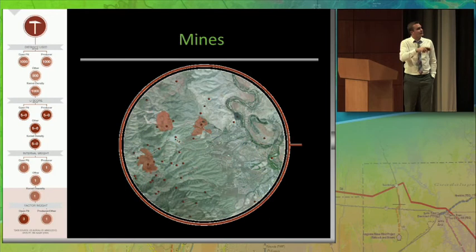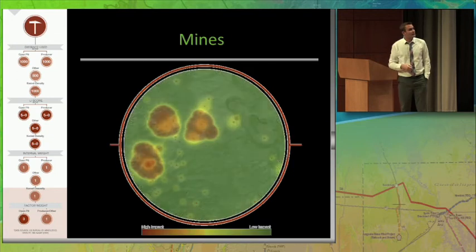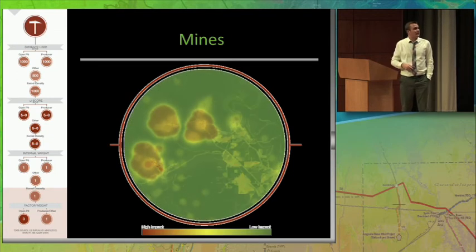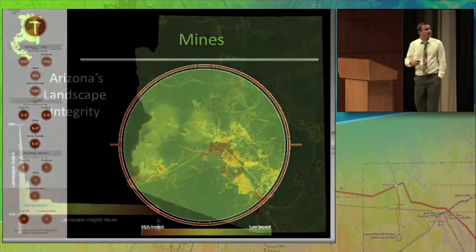Final example here, in mines. This is an interesting one in that we have extracted open pit mines from some of the Southwest Regional Gap Analysis data. We also have point data from Bureau of Mines. Put this into the submodel, we start to get ideas of density impacts and then get an understanding of how that plays its role in the overall landscape integrity.